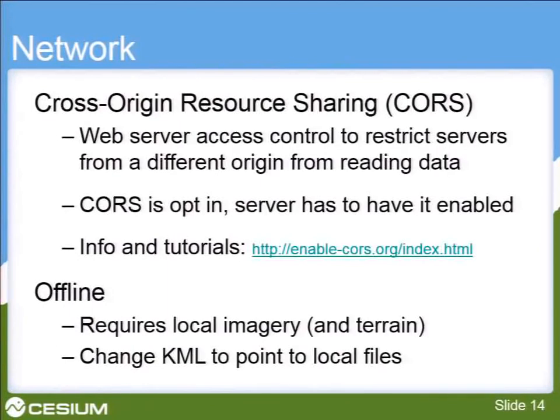Another consideration is CORS, cross-origin resource sharing. This is a standard for web servers to restrict access to their data being read from web servers of other domains. You might run into this if you have imagery hosted on one domain and your application running on another, trying to grab that imagery. CORS is something that is disabled by default, so you're going to have to enable it on your server. And I found that enablecors.org is a really good resource for learning about CORS and learning how to enable it on your own server. Luckily, a lot of modern web services do have CORS enabled, so you might not run into this depending on where your data is coming from.